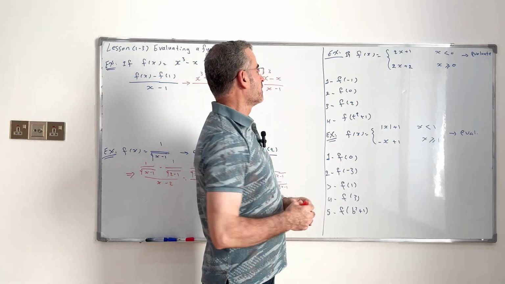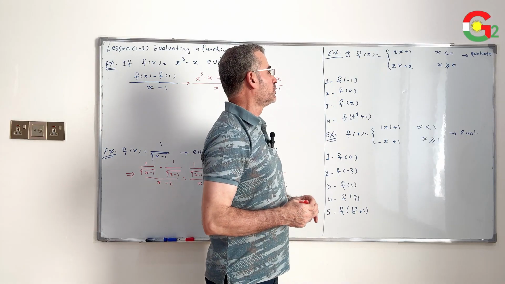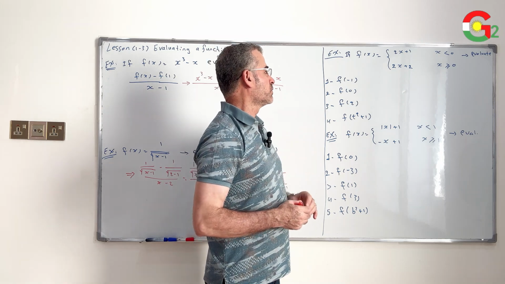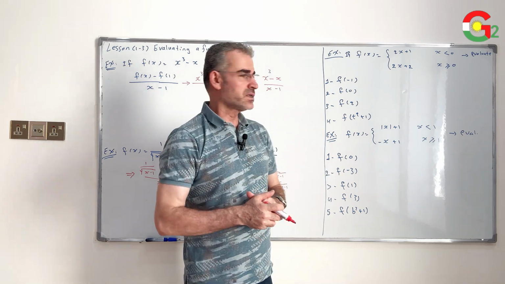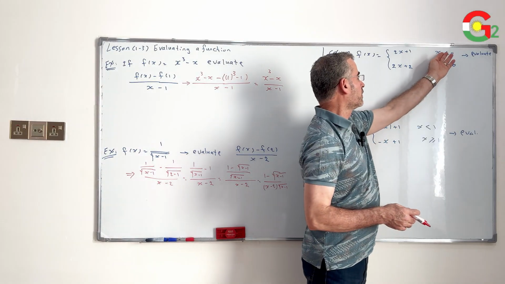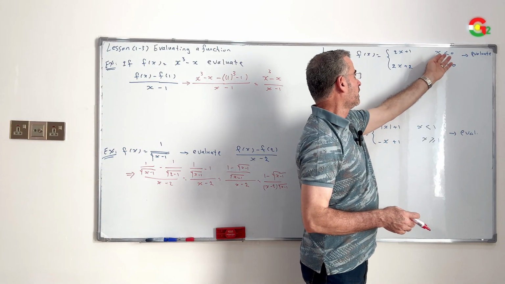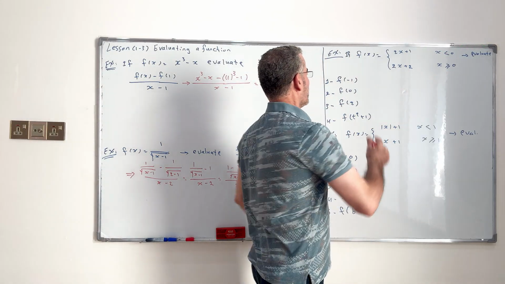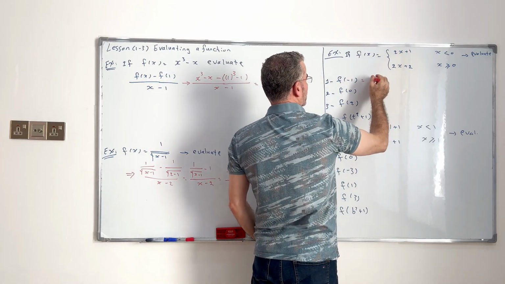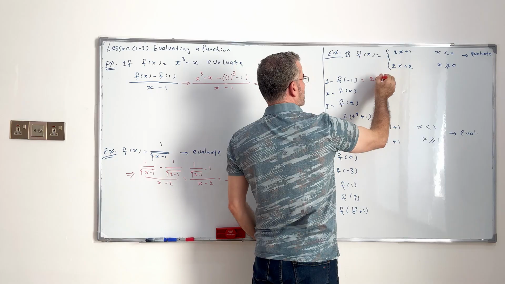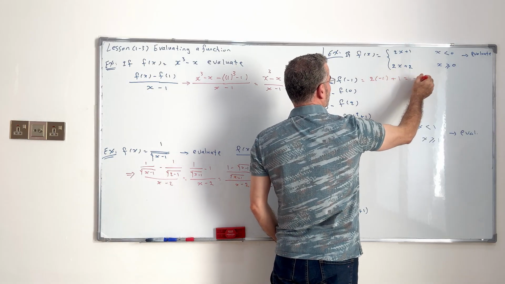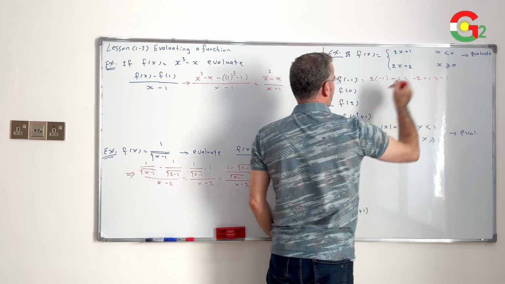Example, piecewise function: f of x equals 2x plus 1 when x is less than 0, and 2x plus 2 when x is greater than or equal to 0. Evaluate f of negative 1. Negative 1 belongs to this interval or this interval? It is less than 0. Then I substitute negative 1 in this function: 2 times negative 1 plus 1, equal to negative 2 plus 1, equal to negative 1.